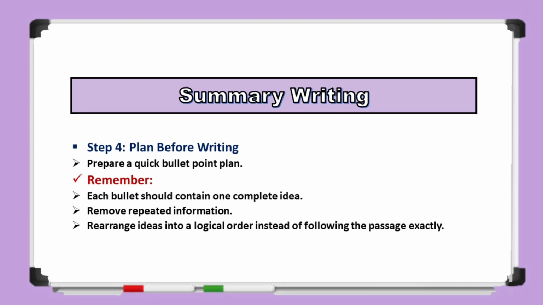Quickly note down your selected ideas in bullet points. This plan is only for your rough work. Make sure each bullet contains one complete idea, remove repeated information, and rearrange the points into a logical order. You do not have to follow the same order as the passage if another order makes your summary flow better.